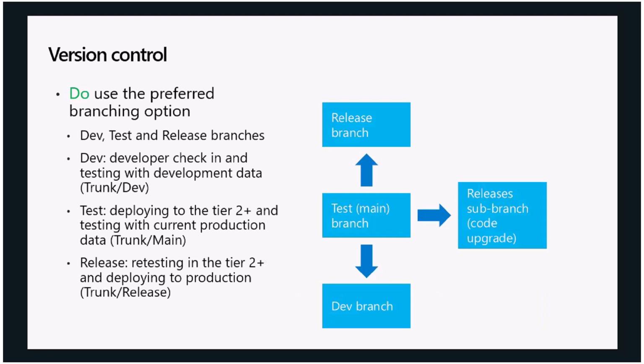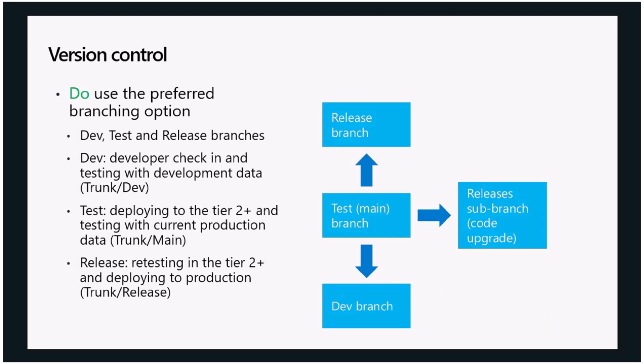and that is where you check in or merge development features that have passed development testing, and you're going to run a build, create a deployable package, install them on the tier 2 or above, and test them more thoroughly using current production data, because of course a tier 2 can be refreshed from production.